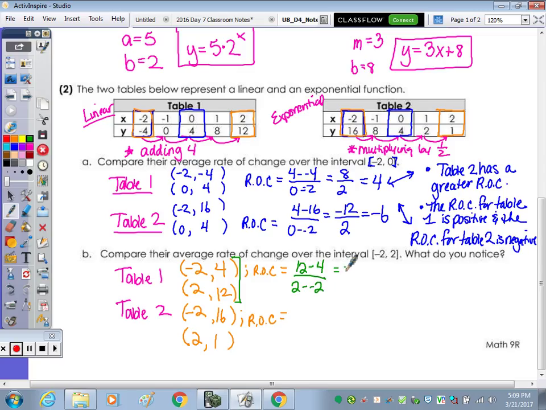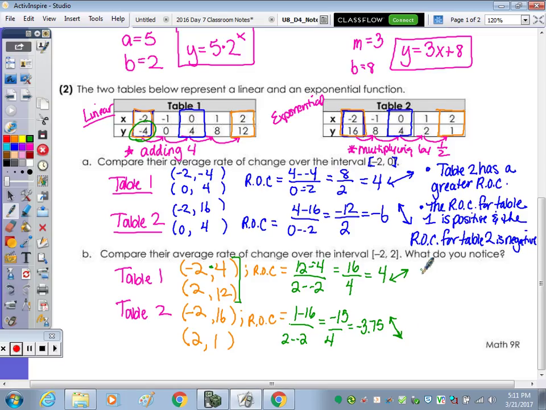So we end up with 1 more mistake up here. The y value is a negative 4, okay? So we're subtracting a negative. 12 minus a negative 4 turns out to be 16, and then 2 minus a negative 2 is 4, and 16 over 4 is 4. So we have a positive rate of change, so indicating a positive slope. And then here, 1 minus 16 over 2 minus negative 2. So we end up with negative 15 over 4, which gives us a value of negative 3.75, or you can leave it as 15/4. Okay, so that's a negative slope.